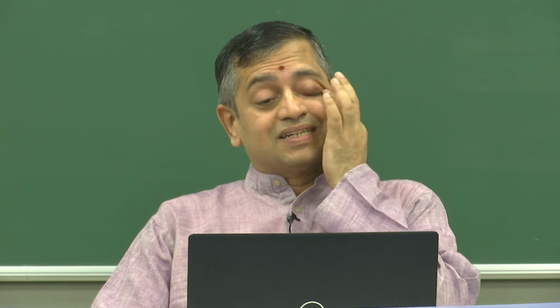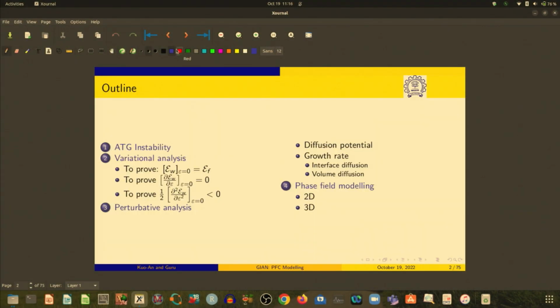So, welcome, and today we are going to talk about Asaro-Tiller-Greenfeld instabilities. They are also known as ATG instabilities in the literature. And here is what we are going to discuss. We will first find out what ATG instability is, and there are two ways of analyzing ATG instability.